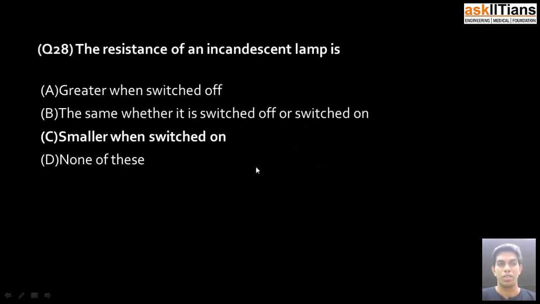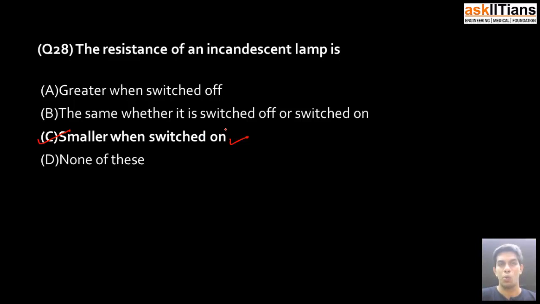Moving on to the next question. The resistance of an incandescent lamp is A. greater when switched off, B. the same whether it is switched off or switched on, C. smaller when switched on, D. none of these. Clearly, based on the working principle of an incandescent lamp, C is the correct statement. It's smaller when switched on. So C is the correct answer.